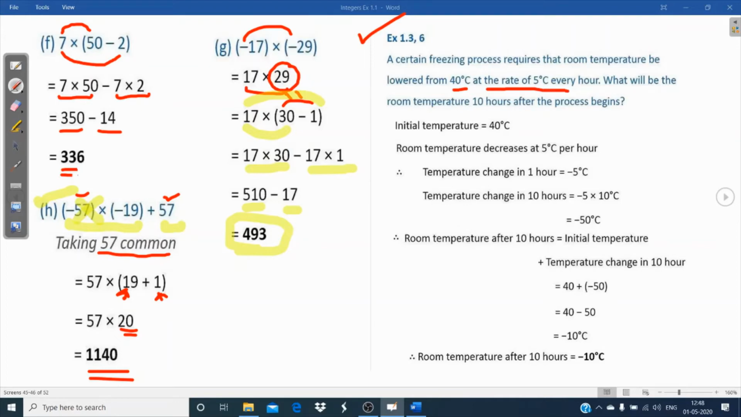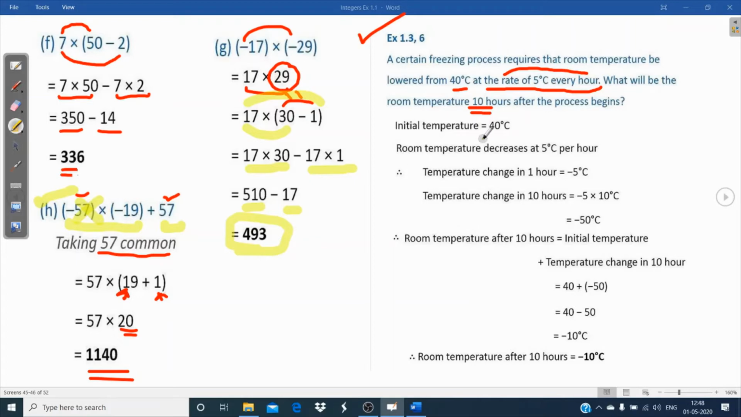Now, sixth question. A certain freezing process requires that room temperature be lowered from 40 degrees Celsius at a rate of 5 degrees Celsius per hour. So what is the rate given? 5 degrees Celsius every hour. What will be the room temperature 10 hours after the process begins? So after 10 hours, what will be the room temperature there?